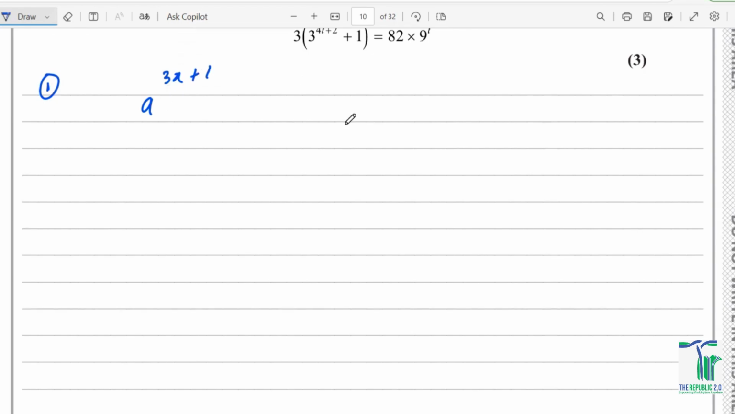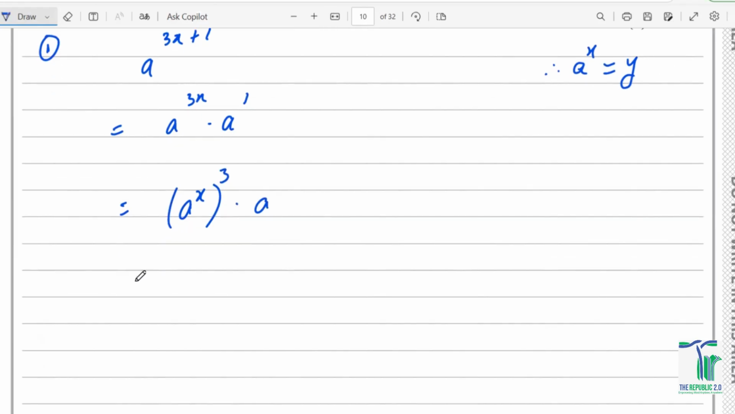And if you remember, I've got one thing, and that was a to the power of x equals y. So I need to get a^x from here. So what I'm going to do, I'm just going to split it first of all. a to the power of 3x times a to the power of 1. And now you will be having a to the power of x, to the power of 3, times a as well, because I can just split their powers like that. a^x is y, so it would become y cubed times a. And the final answer is going to be a y cubed. So that is how I'm going to do the first part.